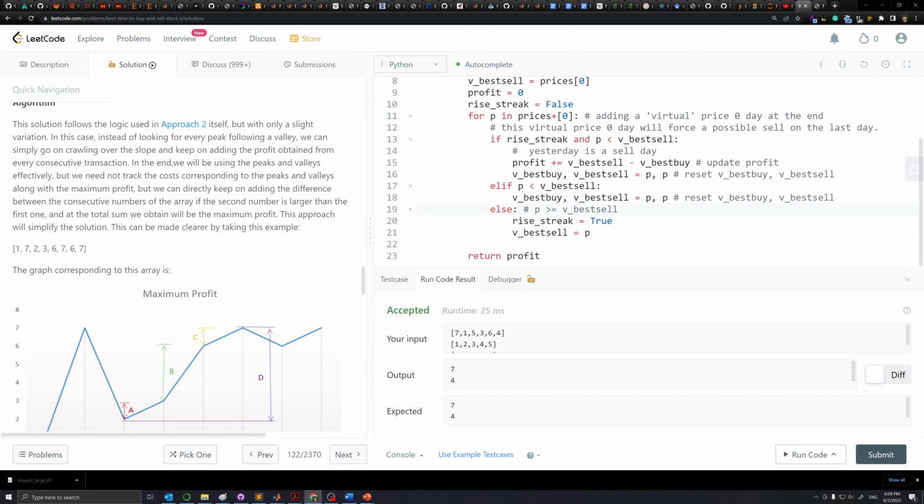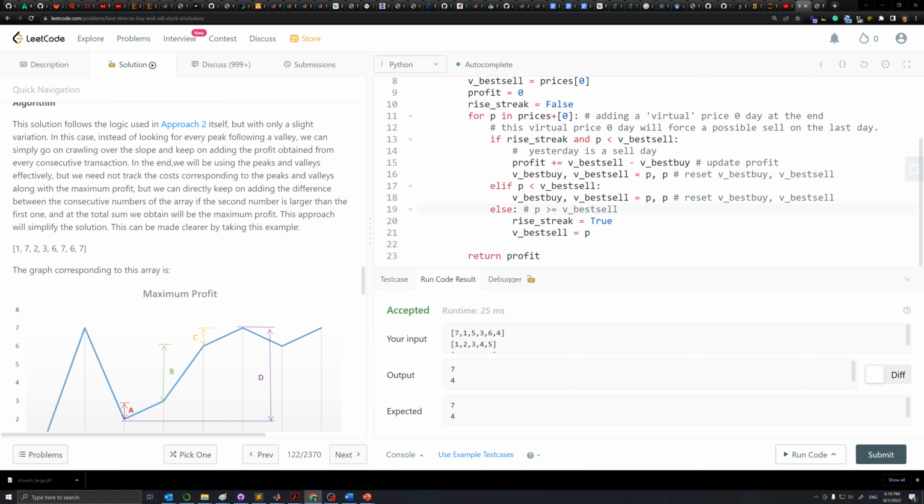In the end, we will be using the peaks and valleys effectively, but we need not track the costs corresponding to the peaks and valleys along with the maximum profit. We can directly keep on adding the difference between the consecutive numbers of the array if the second number is larger than the first one, and the total sum we obtain will be the maximum profit. This approach will simplify the solution.